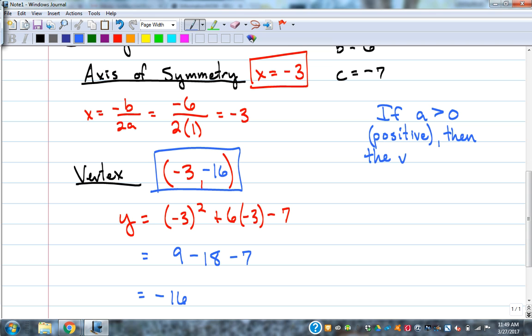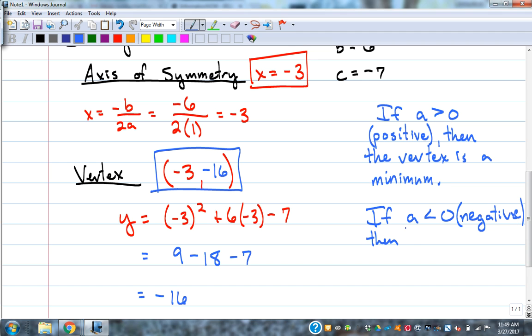Then the vertex is a minimum. If A is less than 0, negative, then the vertex is, if you're at the top, if you're not a minimum, the opposite of a minimum would be a maximum. So getting a little terminology here.